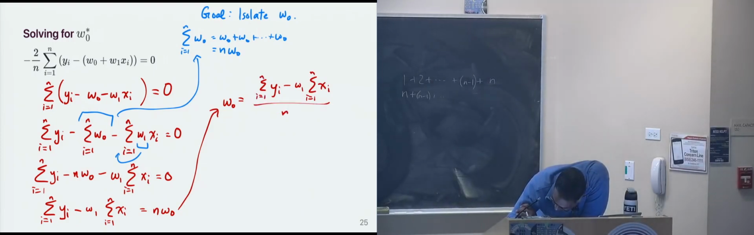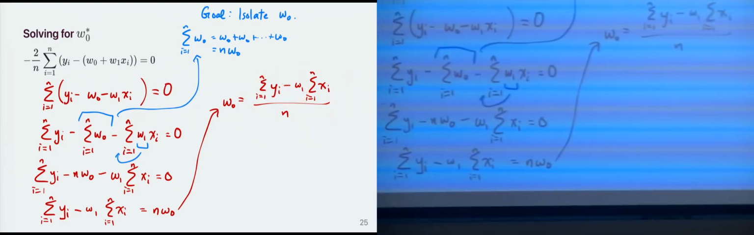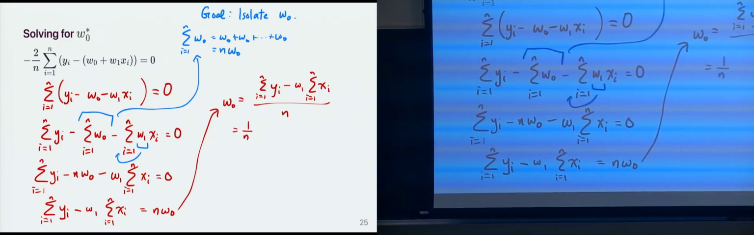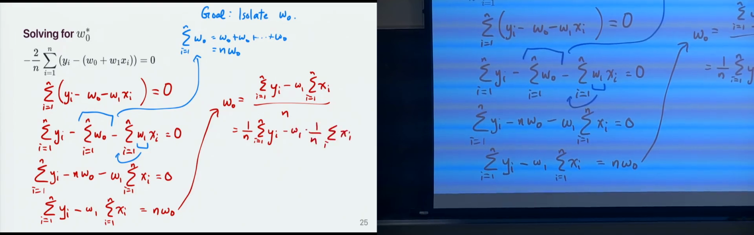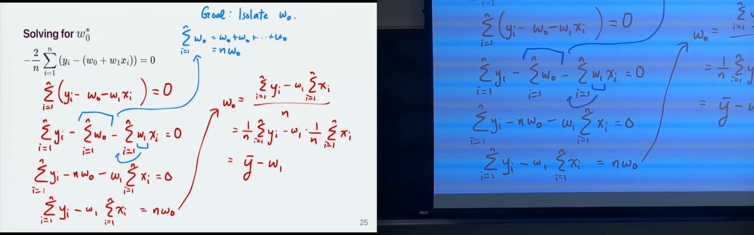But these terms seem familiar, right? Anytime you see sum divided by n, it should remind you of what? Good, the mean of that variable. Right? And so this is the mean of y's minus the slope times the mean of x's.